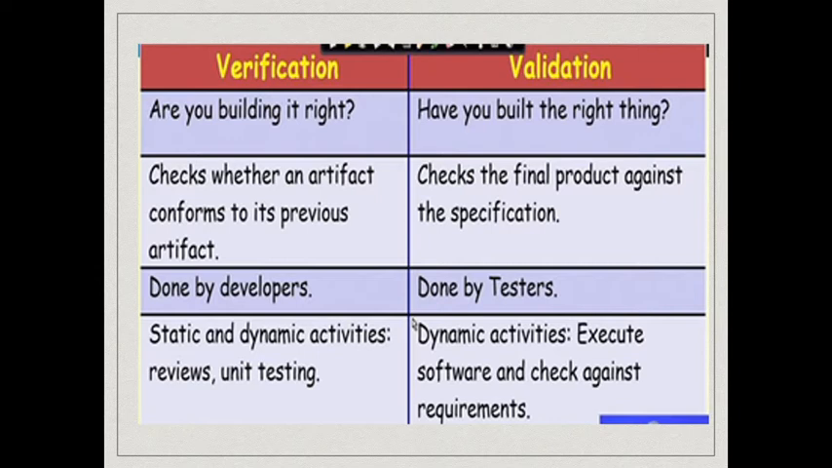The verification activities are done by the developers, whereas validation is done by the testers. Verification can be a static or dynamic activity. In a static activity, you do not need to execute the program. For example, review is a static activity. Sometimes we might have to actually run the program, and that is a dynamic activity. Unit testing is a dynamic activity, whereas validation is always a dynamic activity. We execute the software and check against the requirements.